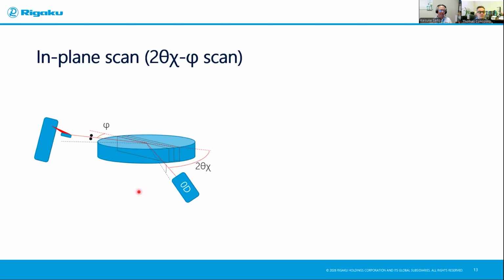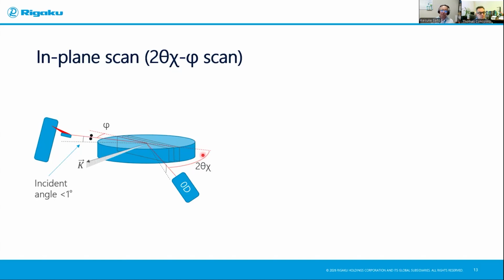One of the grazing-incidence scans is the in-plane scan. Now the X-ray from the source or optics hits the sample with a very shallow incident angle, typically less than 1 degree. Then the X-ray hits the atomic plane, which is perpendicular to the sample surface, with incident angle phi, and the detector angle is 2 theta chi in this example, and we scan phi and 2 theta chi together.